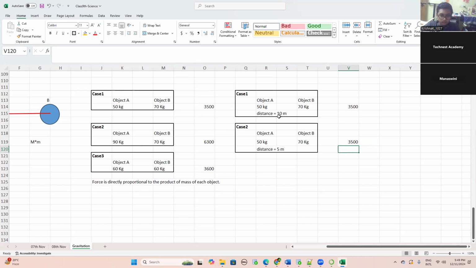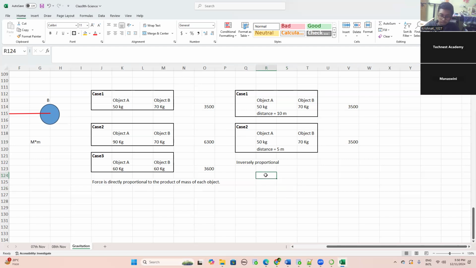Force is inversely proportional to distance. Do you know the meaning of inversely proportional? Inversely proportional means when a particular value decreases, the other value will increase. And if the other value decreases, that particular value will increase. Got it, sir?